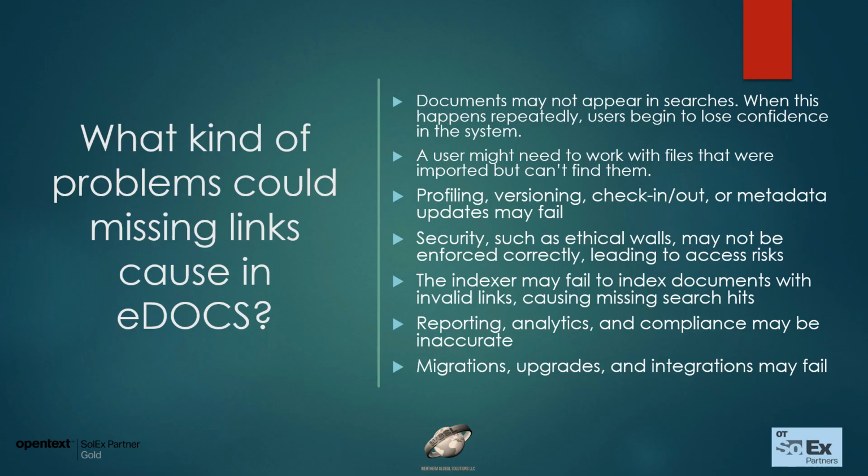These problems occur because any broken link between any two related tables, not just profiles and matters, creates gaps in the metadata chain that eDOCS depends on for searching, security, workflows, indexing, and reporting. Over time, these silent inconsistencies accumulate, are misinterpreted as eDOCS acting strange, and eventually erode user confidence in the system. The root cause is almost always the same: invalid or missing referential links somewhere within the metadata structure.